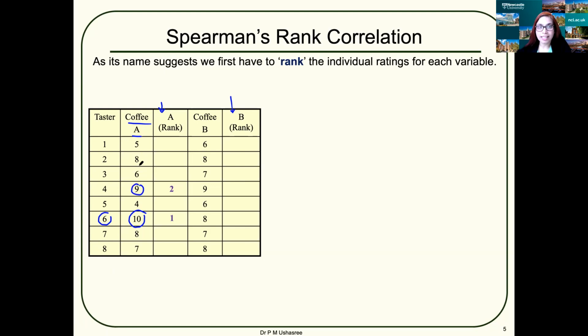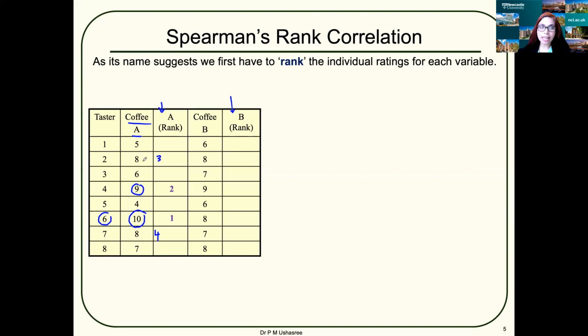8 is the next highest value. So you're going to rank 3. Oh, no, there is another 8. So you're going to rank 4. Although they are the same, 8 and 8, you have to follow the same process, and then you have to give a rank by averaging the two values.